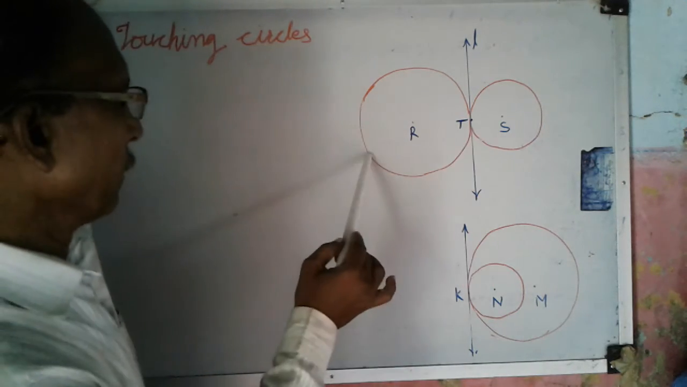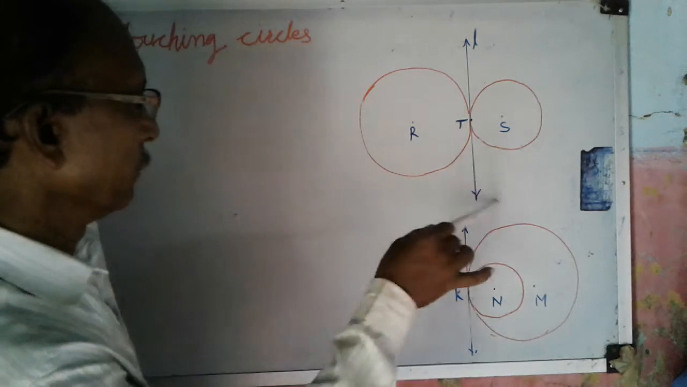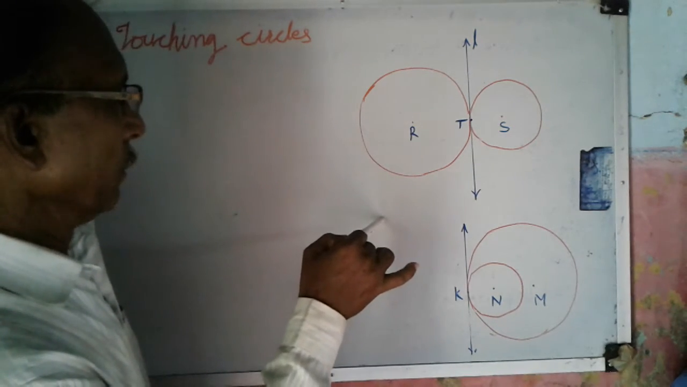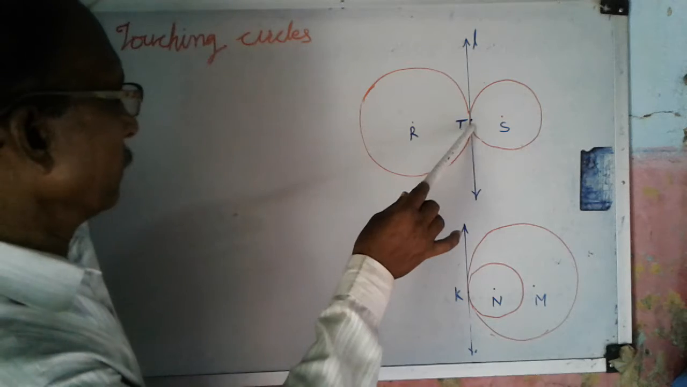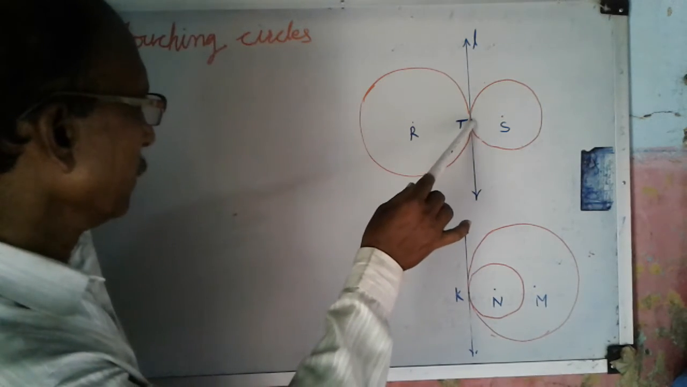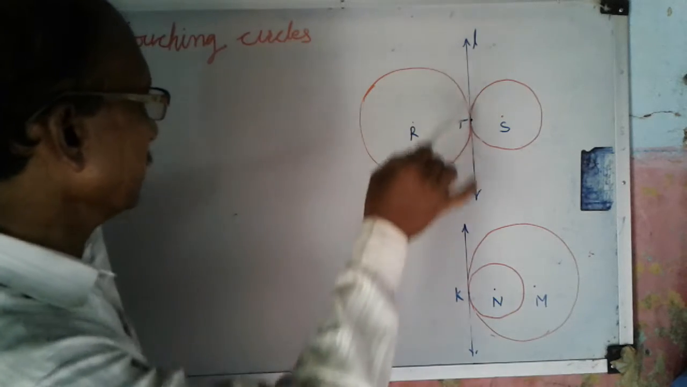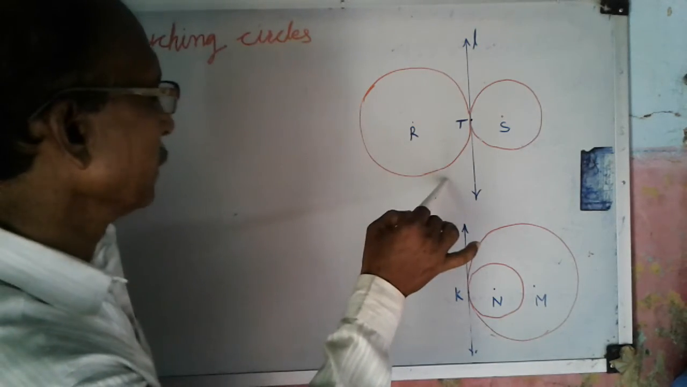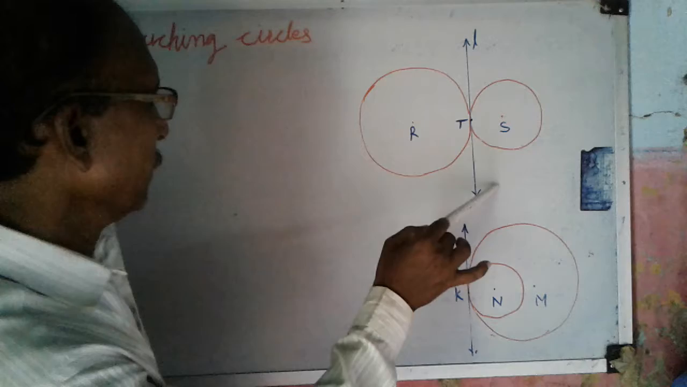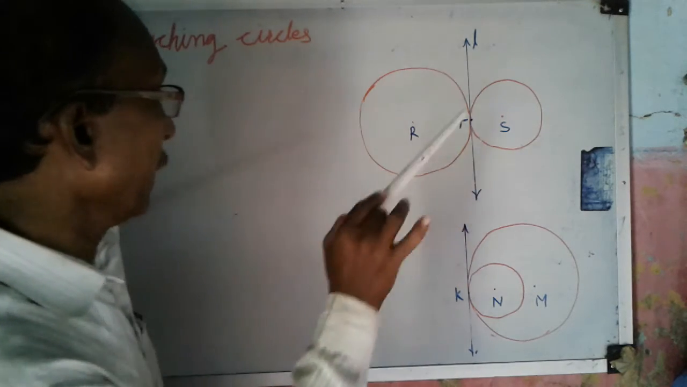Both the circles are in the same plane and they are touching or intersecting with a line in the plane. So the line is also in the plane of the circles. That means this line and these two circles are in the same plane.